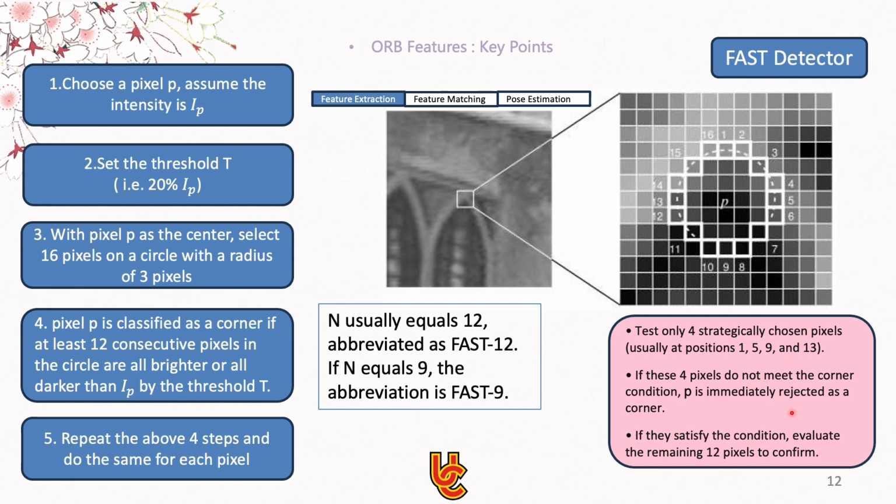And there is a very fast method to do this. You can test only four chosen pixels, 1, 5, 9, and 13. If these pixels don't meet the corner condition, P is immediately rejected. And if the condition is satisfied, then we can evaluate the remaining 12 pixels to confirm. That can accelerate the process. And the n here usually equals 12, so this is called FAST-12. If n equals 9, it's called FAST-9. That's the meaning of FAST-9, FAST-12, and so on.